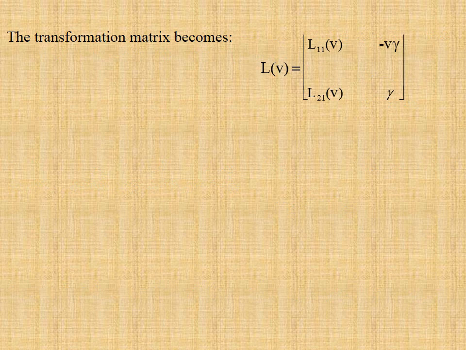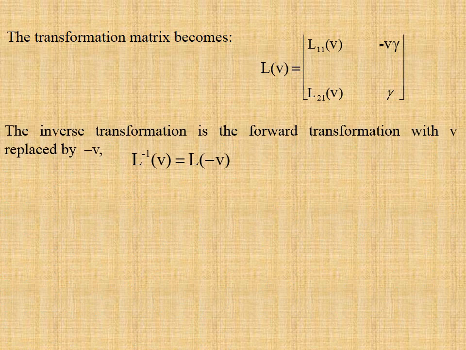The transformation matrix now takes the form shown, with the right column determined and the left column still to be determined. As is standard in derivations of spacetime transformations, the common sense notion that the inverse transformation is the forward transformation with V replaced by minus V is used.